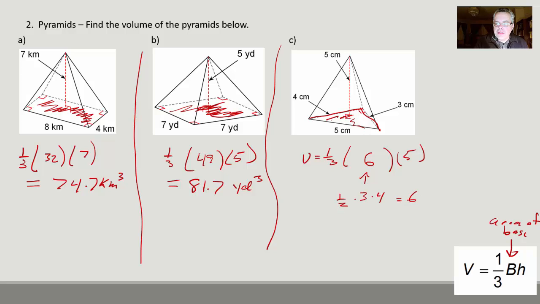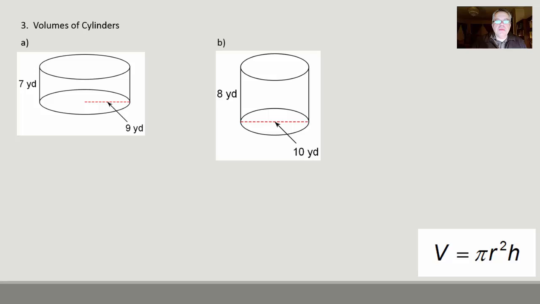All right, so again, this triangle here is the base. 1/2 base times height gives us its area. Now, let's finish the volume. So volume equals 1/3 of 6, which is 2, times 5 is 10. And the units would be centimeters cubed. So pyramids are easy. You just have to pay attention to what the base is and figure out the area of the base. All right, last one.